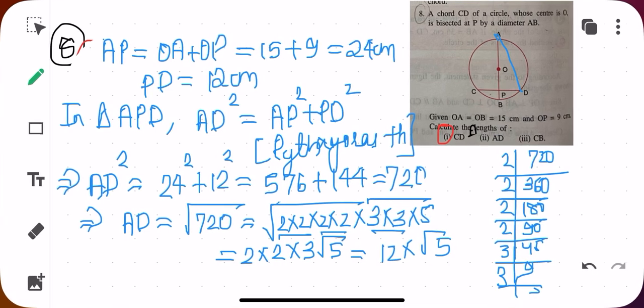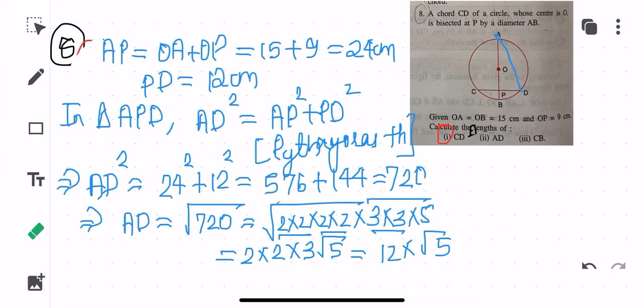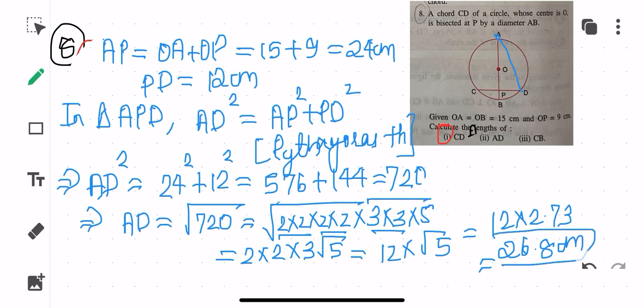So this is coming out to be 12 into 2.73, which in turn will be approximately equal to what? 12 times 2 is 24, children, and 0.73 into 12 is going to be somewhere around 0.84. So this is going to be almost 26.8 centimeters. So this is what you get, the length of AD. And what are you using here? You are using the Pythagoras theorem.